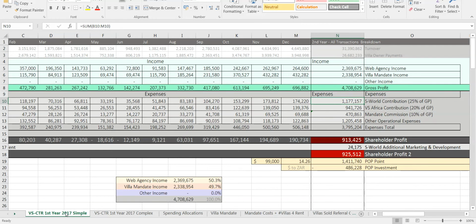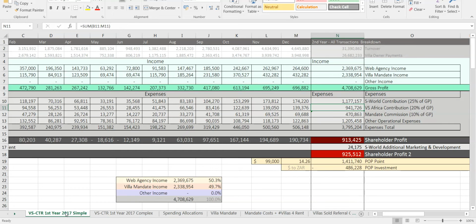Let's have a look at the expenses. 25% of gross profit goes to S-World, which then goes to the marketing of this venture for the first 3 years. In the first 3 years, all of that money that goes to S-World comes back as marketing, and a lot of this is marketing for the villas themselves, which is why over a 3-year period for a plus 2.5 million rand villa, we can look at putting about $80,000 of marketing into that one villa, and that's why the villa owners will like it. So it's a circular event. As Paul Allen would say, it's full of ripple effects.